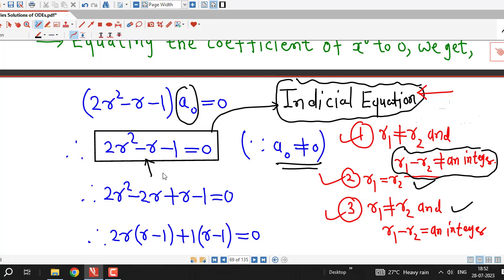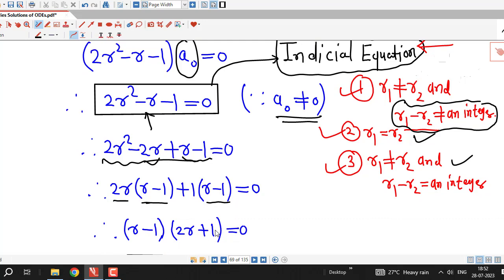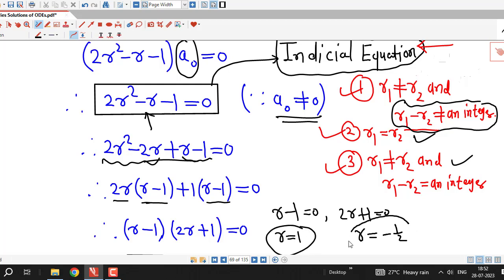So now we have to solve this indicial equation, and we can rewrite this minus r as minus 2r plus r. Then we take 2r common from these two terms and we have r minus 1, and this I can rewrite as 1 into r minus 1. And again I take r minus 1 common, so I have r minus 1 into 2r plus 1 equal to 0. That means r minus 1 equal to 0 and 2r plus 1 equal to 0. This will give me r equal to 1, and this will give me r equal to minus 1 by 2.